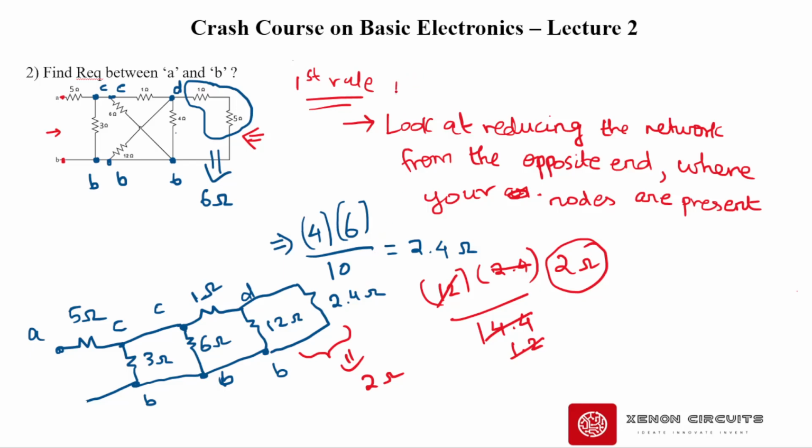So we followed the first rule of looking at the opposite end from where we have to reduce. And then the second rule is to name the nodes for simplifying the network, node naming. We did that as well and simplified our network. And then the third rule is just apply the R equivalent and do not commit any silly mistakes while doing the arithmetic operations. We did that as well. I hope you understood how to solve this problem.